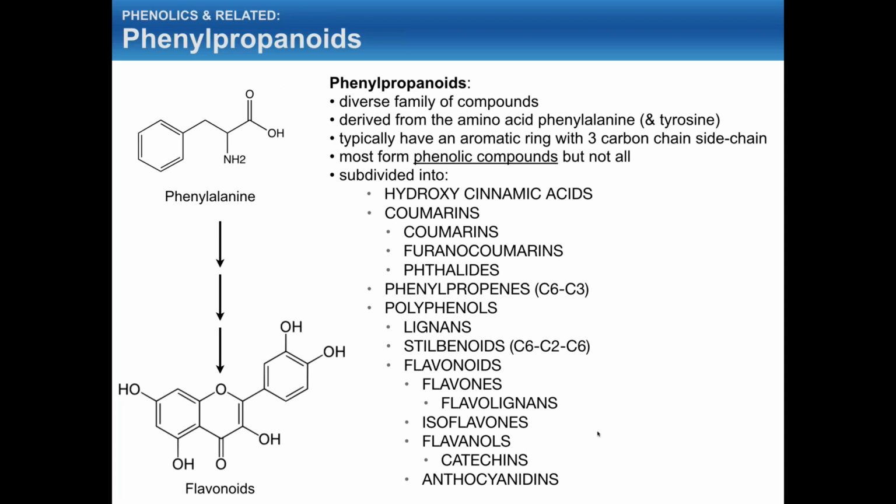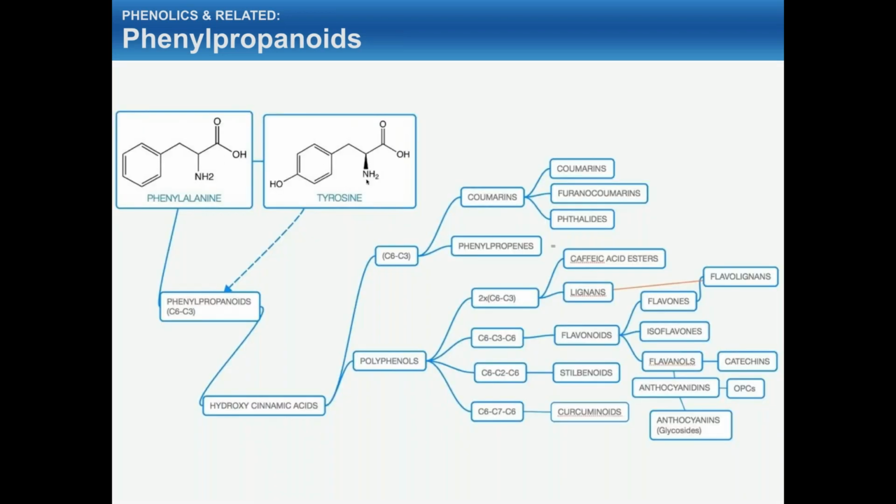So they typically are made from either the amino acids phenylalanine or tyrosine. Okay? And they can be the building blocks to make all these other phytochemicals. So phenylalanine and tyrosine make phenylpropanoids. These go on to make hydroxycinnamic acids. They go off to make these different compounds, either coumarins, phenylpropenes, or a bunch of other polyphenols over here. Okay.